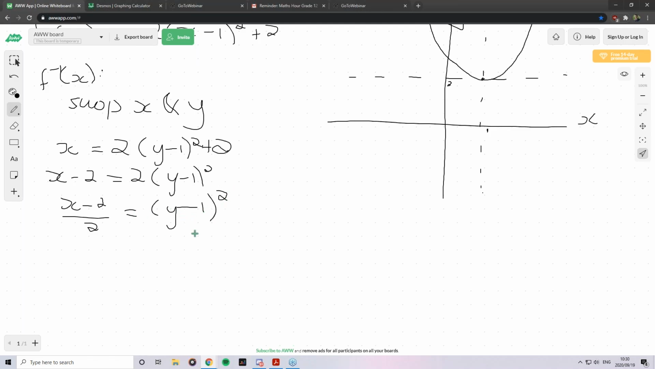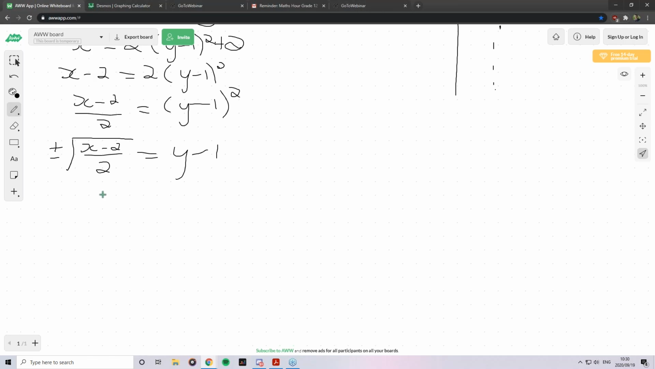Now what we can do is, since this is squared, let's square root both sides. But the thing to remember is that when we square root both sides and we introduce a root into our equation, we have to make sure that we write a plus minus root. The square root of (x minus 2) over 2 is equal to y minus 1. Now you can just see that y is equal to plus minus the square root of (x minus 2) over 2, plus 1. And this is your equation of f inverse, your inverse.